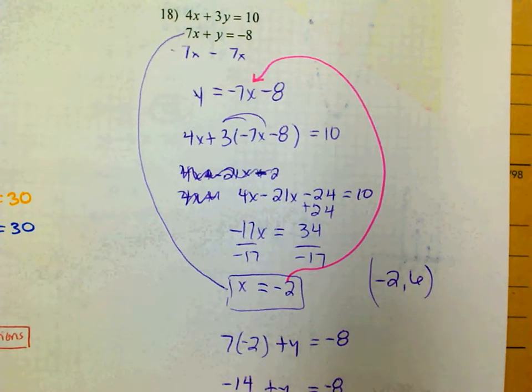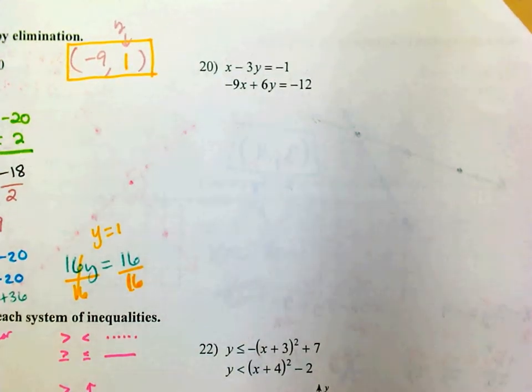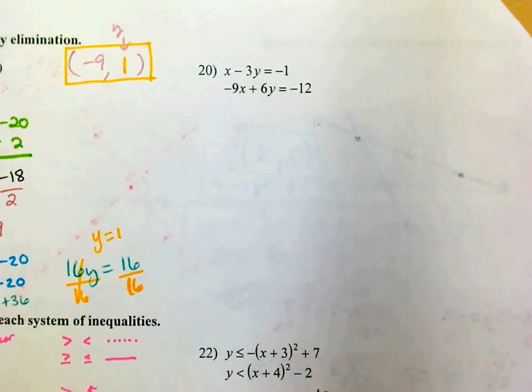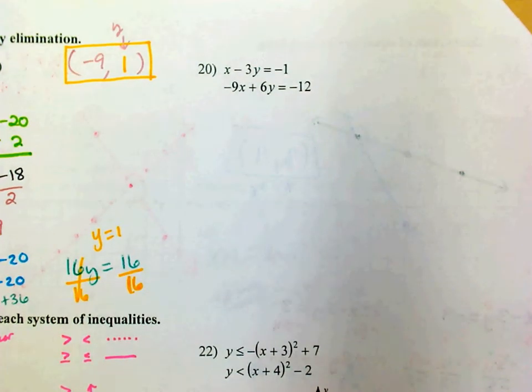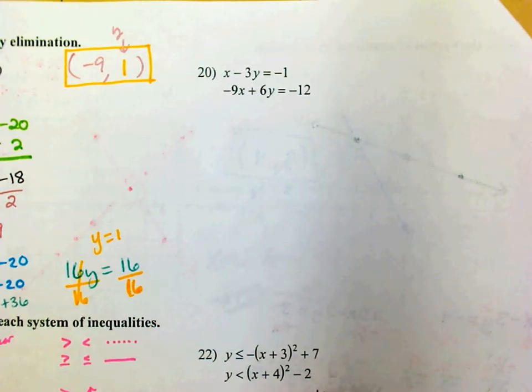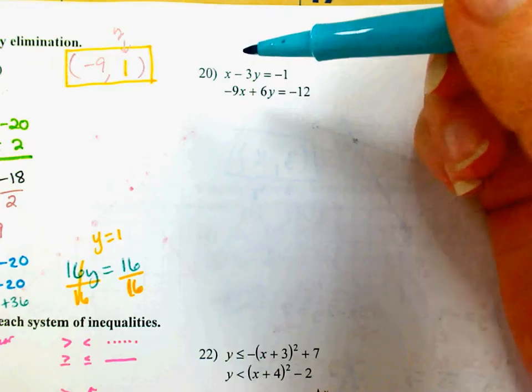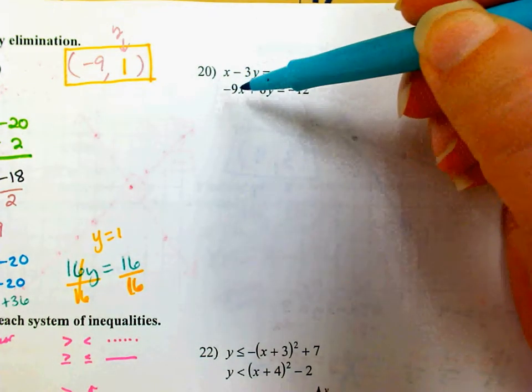Okay, number 20, elimination. Would anyone like to solve it, or shall I? All right, I'll do it. x minus 3y equals negative 1, and negative 9x plus 6y equals negative 12. So remember, the idea behind elimination is to eliminate a variable. Does x plus a negative 9 cancel each other out?